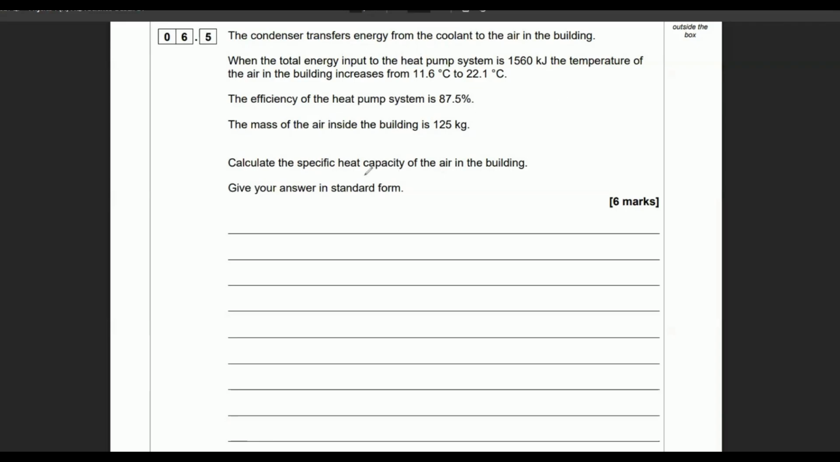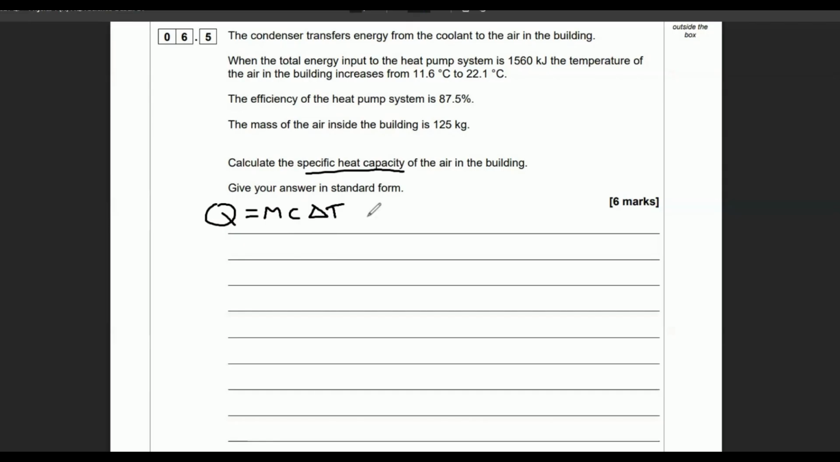Well, they've told us we need to calculate specific heat capacity, and you should know this equation off by heart. And if not, do not worry, you will have it on your sheet. So it's Q, which is energy, is equal to m c delta T, where delta T is just the change in temperature. I don't like to use that symbol. So Q equals mass times the specific heat capacity times delta T.